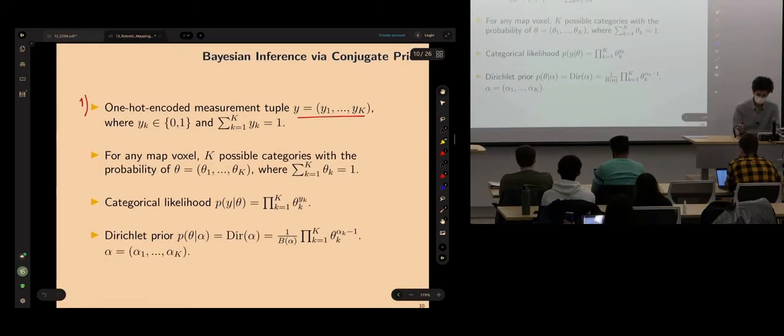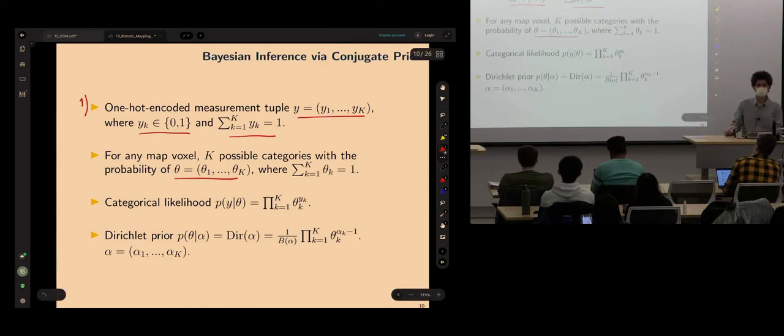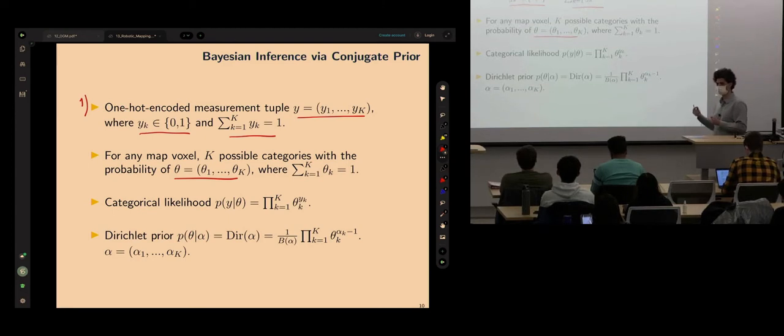So back to the derivations. We have k categories in general. They must add up to 1, and each of them can be only 0 or 1. So that means there's only one of them that is 1, with these constraints, because they add up to 1 and they can only be 0 or 1. For any map voxel, we want to estimate this vector of probabilities. So we have k probabilities. We track 1 probability per category.